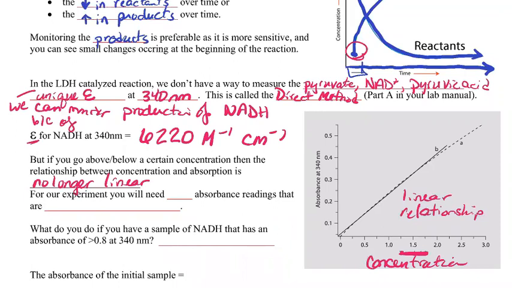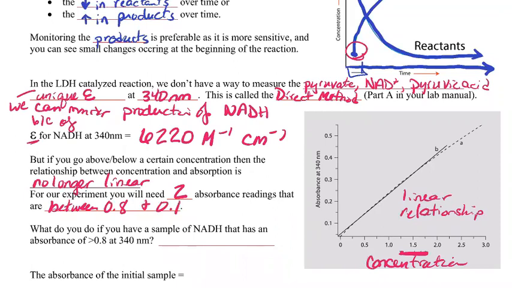So for our experiment, in order for it to work, we are going to get 2 absorbance readings that are in that linear range. So what is that linear range? You want to be between 0.8 and 0.1. That's my range that I'm going to give you.